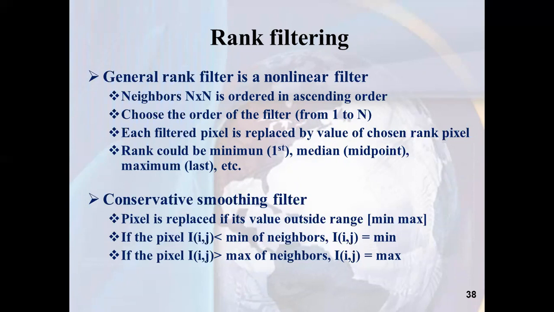We have what we call the conservative smoothing filter. A pixel is replaced if its value is outside the range min to max. So if the pixel value at ij is smaller than the minimum or larger than the maximum, we put the minimum or the maximum. So this is another variant of the rank filter.